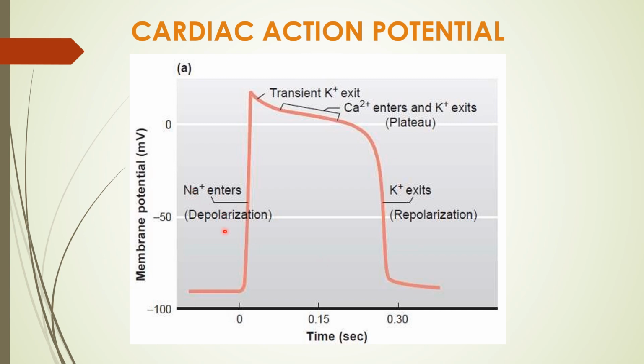So, what are the different phases of the cardiac action potential and the ionic basis of each phase? When the question comes as cardiac action potential, you have to draw this diagram and explain under these headings with the ionic basis. I hope you all understood this.